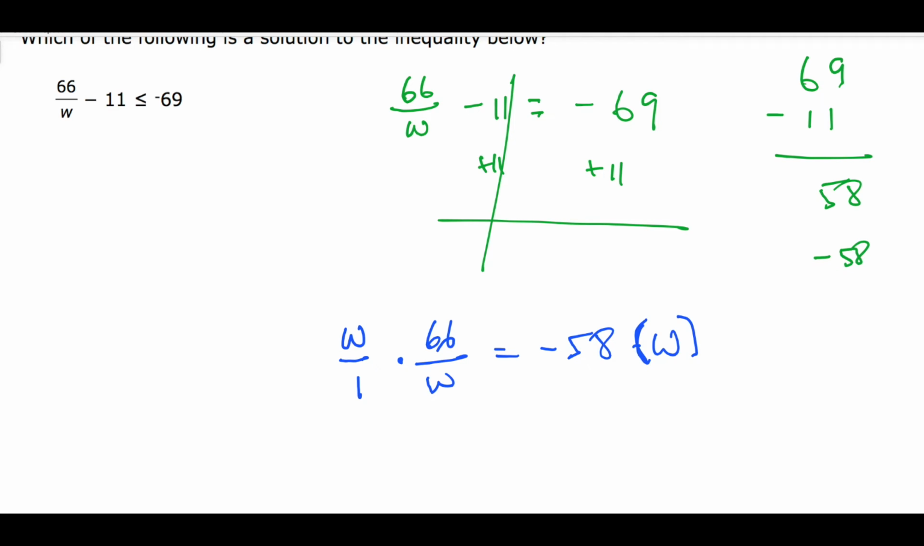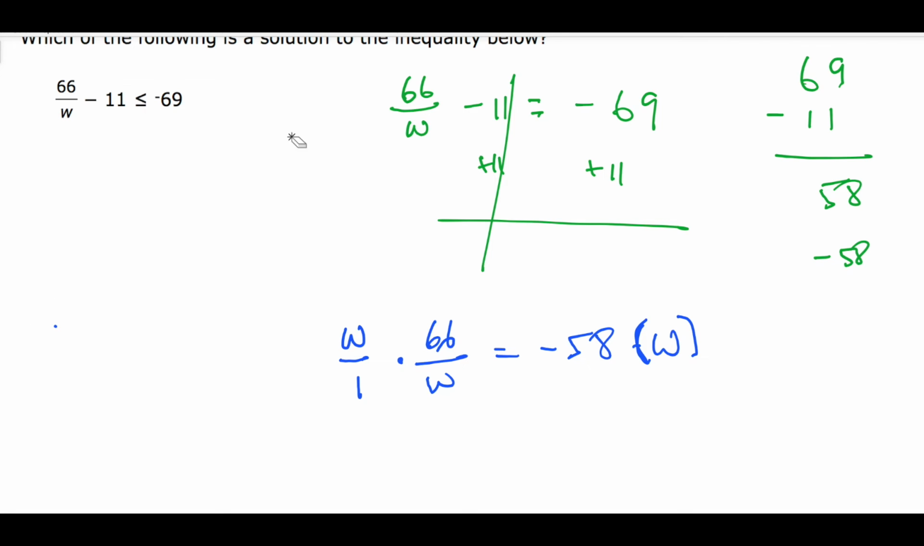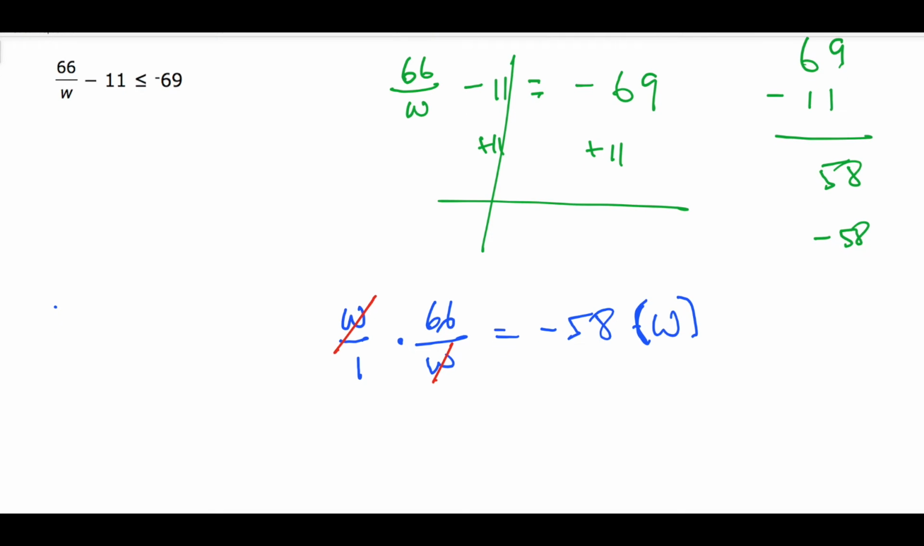So whenever you have like 3 over x equals 7, just multiply both sides by the x. Don't do anything with the 3. It'll save you a lot of work. So then this will wipe out. But remember, are we getting 0 here? Or no, we're getting 1. So then you're going to end up with 66 equals negative 58W.